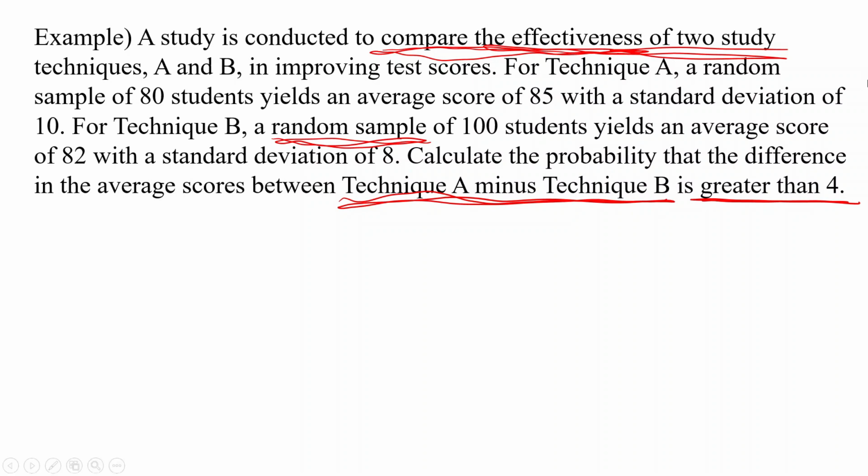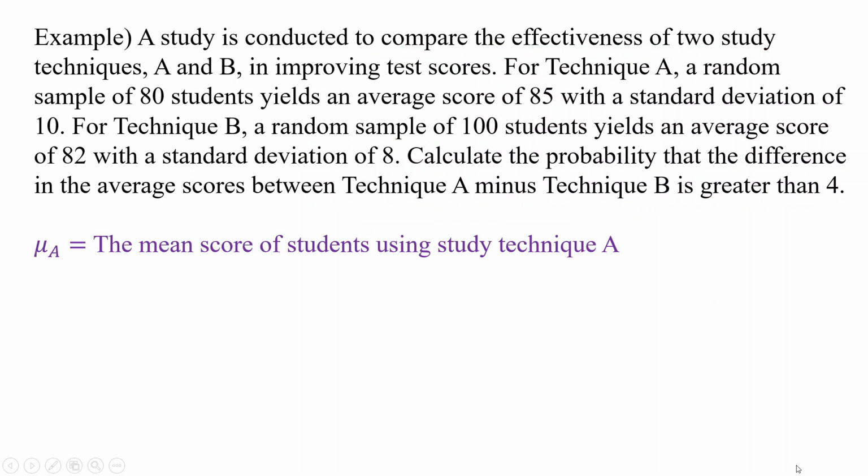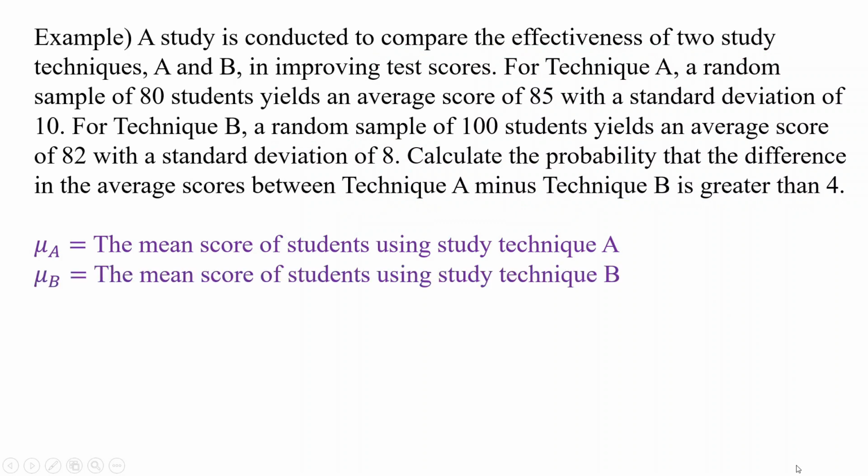We have our 4-step process: communicate, conditions, calculate, conclude. So let's talk about our communicate first. Communicating, we have to identify our two populations, what we're working with here. And it has to be done in the context of the problem. So mu sub A is the mean score of students using study technique A. Mu sub B, mean score of students using study technique B. So subscripts A and B, just to keep them straight, we can call those subscripts anything we want. We just want to keep the two groups separate. So that's the first step in communicate.